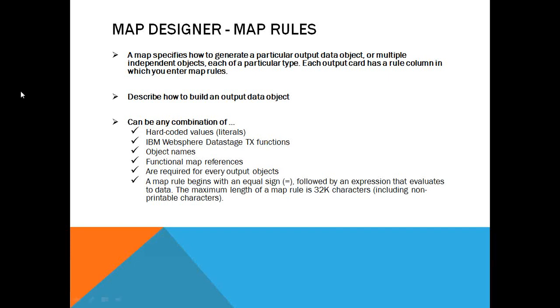Then a map rule begins with an equal sign followed by an expression that evaluates data. The maximum length of a map rule is 32K, that is 32,000 characters, including non-printable characters.